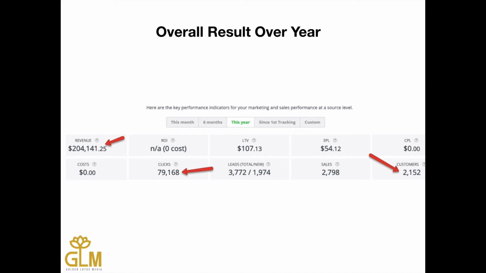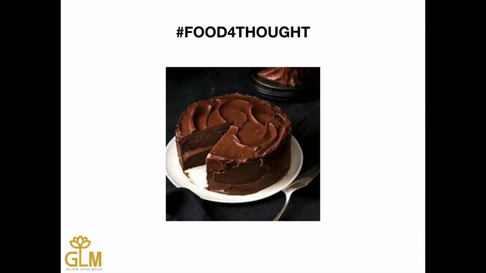So as you can see here, overall, not too shabby, $204,000 in revenue, about 79,000 clicks. So we obviously turn those clicks into actual audience. And then we have about 2,152 customers that we've segmented. And we can have so many more conversations with those people based upon what their needs and wants are, right?